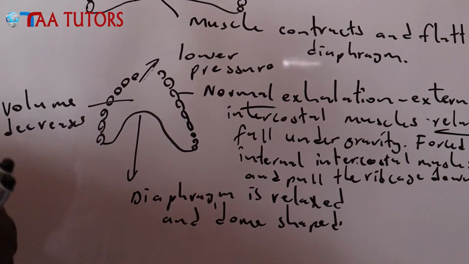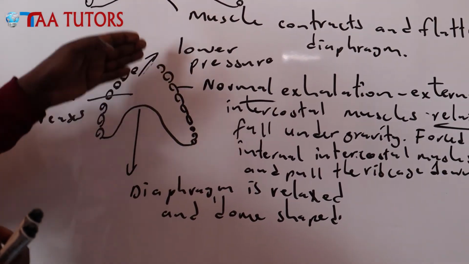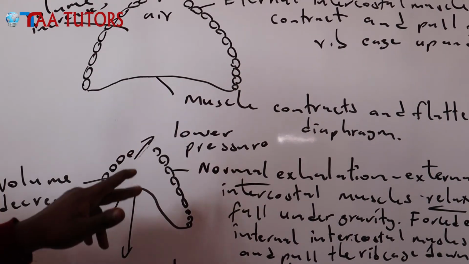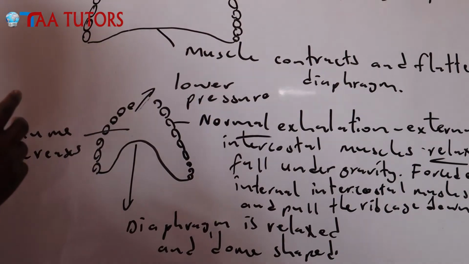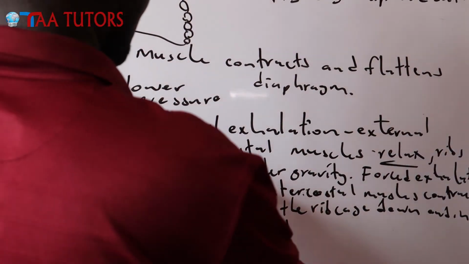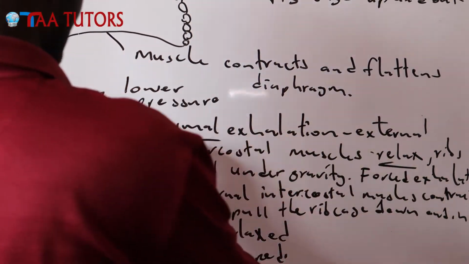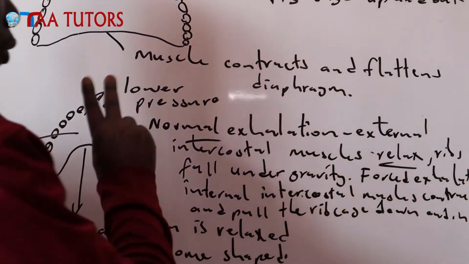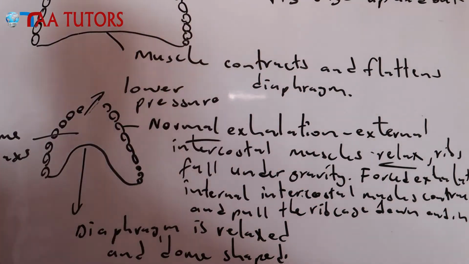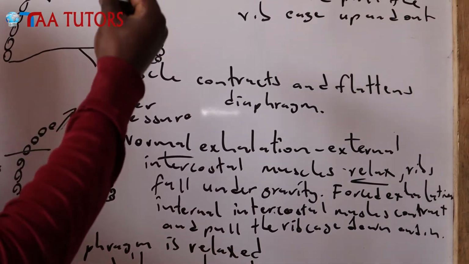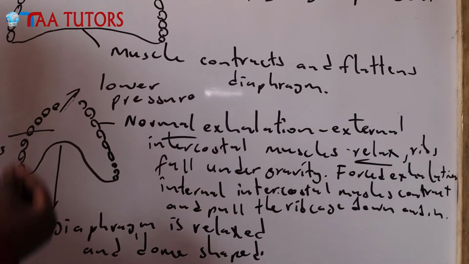Now how do you breathe out? You can see how I've indicated the diagrams here. This looks small as compared to this. But what has happened? Normally, when we are breathing out, the external intercostal muscles will relax. There were two muscles there, the external and the internal. The relaxing one will make sure that the rib cage falls under gravity.